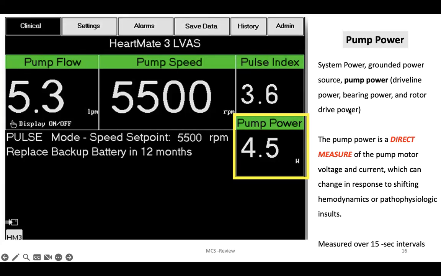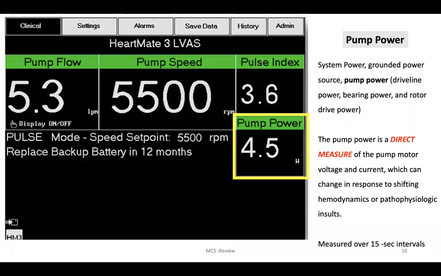And interestingly, for the HeartMate 3, what is measured is a direct measure of the rotor drive power. So this is exactly the amount of energy that is required to make the rotor run. And it's a direct measure. This is the only direct measure we're going to have with the device. And this measurement can change in response to shifting hemodynamics or pathophysiologic insults.